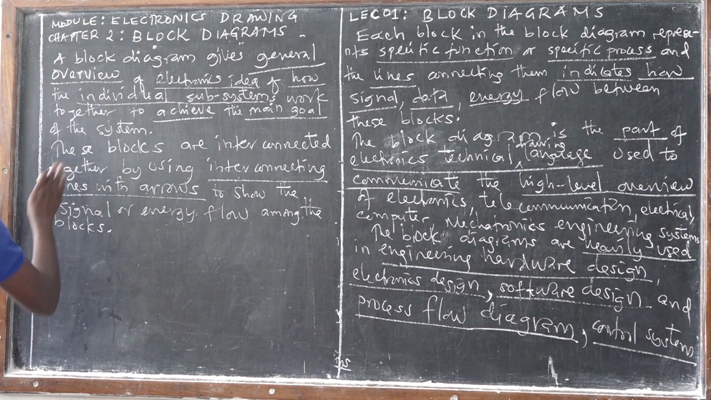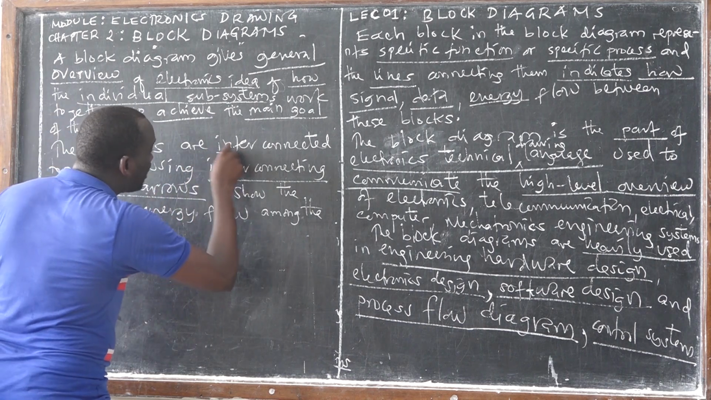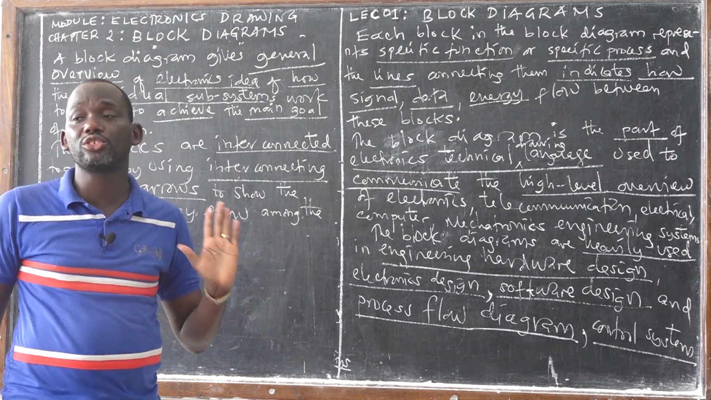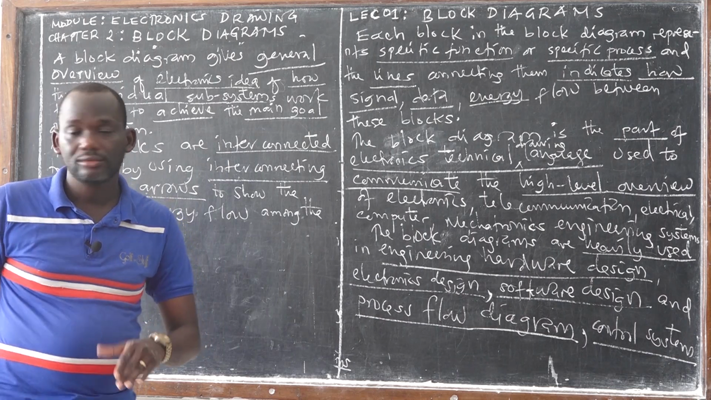Then, the second sentence says that these blocks are interconnected together by using what? Interconnecting lines. Say interconnecting lines. But the condition of these interconnecting lines is that they should have arrows, either on one side or on both sides, depending on the system presented.